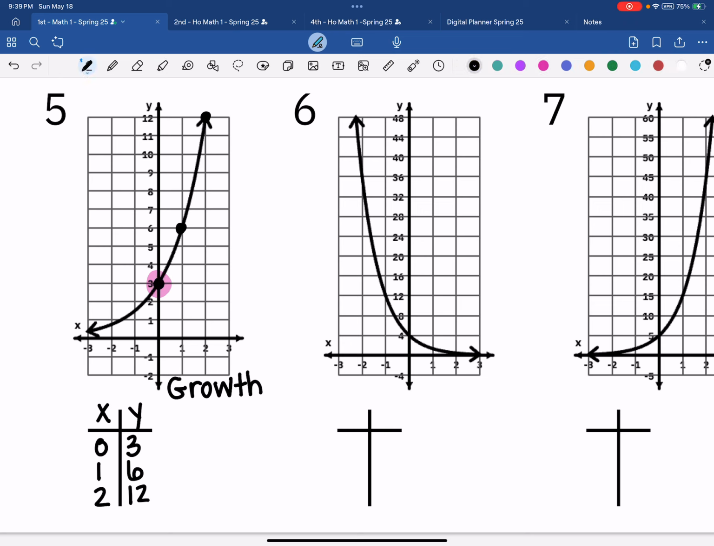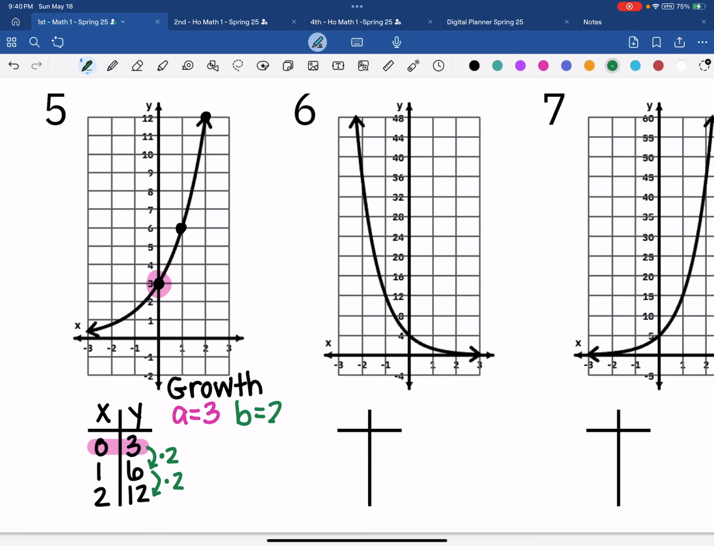I can also confirm that y-intercept in the table where x is 0. So I now am able to say, okay, my a is 3. And then I need to figure out my multiplier. Well, from 3 to 6 is times 2. 6 times 2 is 12. So my base is 2.